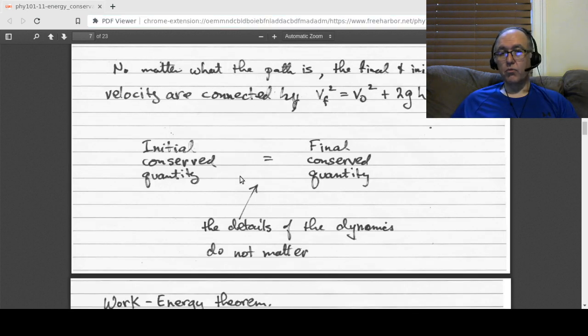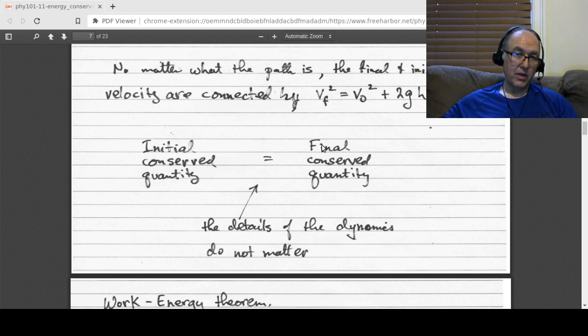So to remind you what a conservation law looks like: you calculate at some point in time some initial conserved quantity. You calculate at some later time a final conserved quantity, and what the conservation law says is that the initial conserved quantity and the final conserved quantity are equal to one another, independent of the details of the dynamics. So it doesn't matter how it went from the initial to the final. It doesn't matter the time.